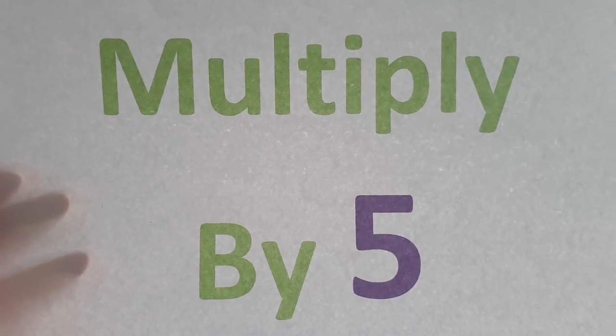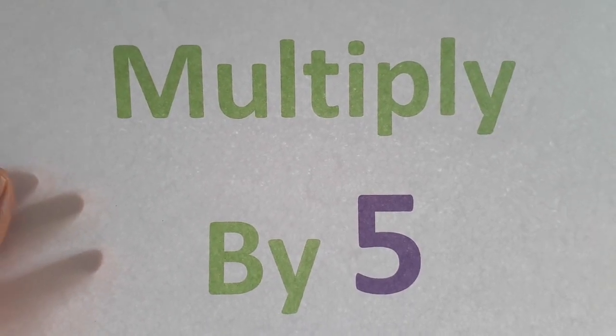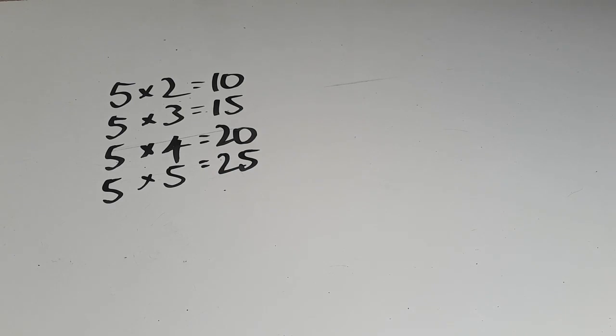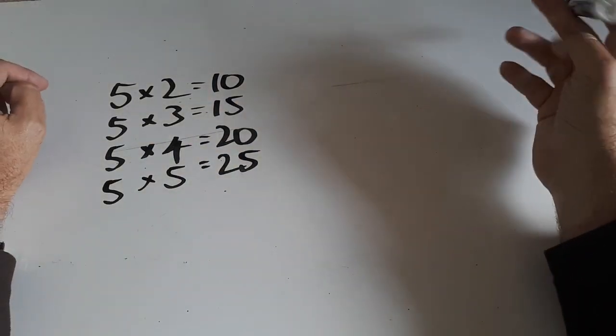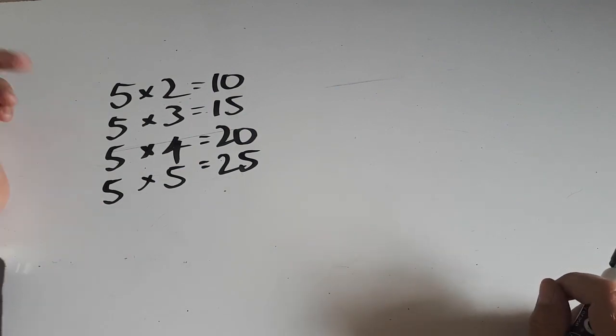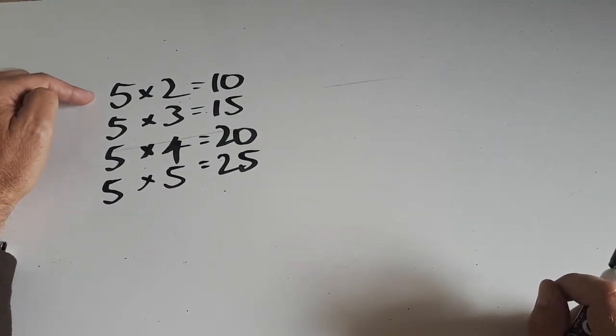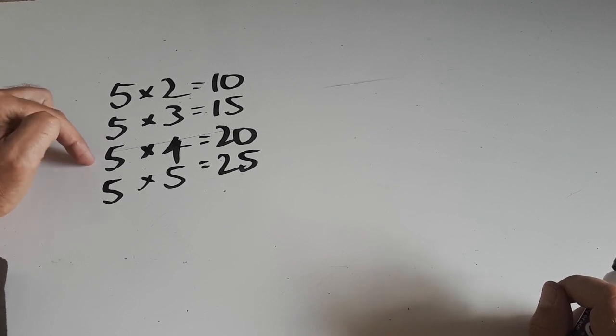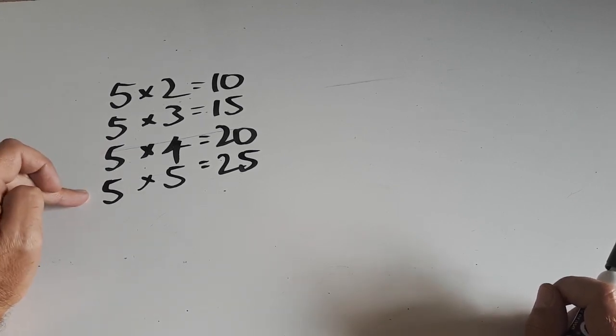Today we're going to have a look at how to multiply by 5. By now you'll have learnt our basic facts that most people have mastered since a long time ago. For example, 5 times 2 is 10, 5 times 3 is 15, 5 times 4 is 20, 5 times 5 is 25.